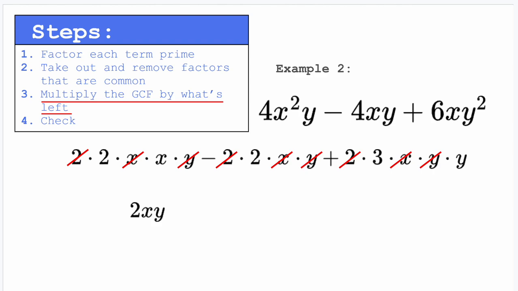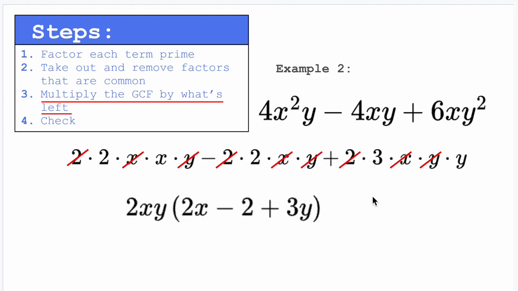And now I'm going to multiply that greatest common factor by what's left over. In this first term, I've got a 2x left over. And then I'm going to subtract. I've got a 2 in the second term left over. And I've got a 3y in the third term left over. So that is what I'm going to multiply my greatest common factor by. So 2xy times 2x minus 2 plus 3y.